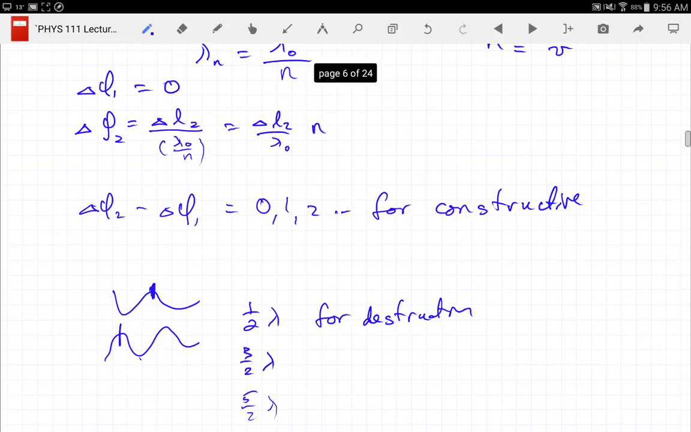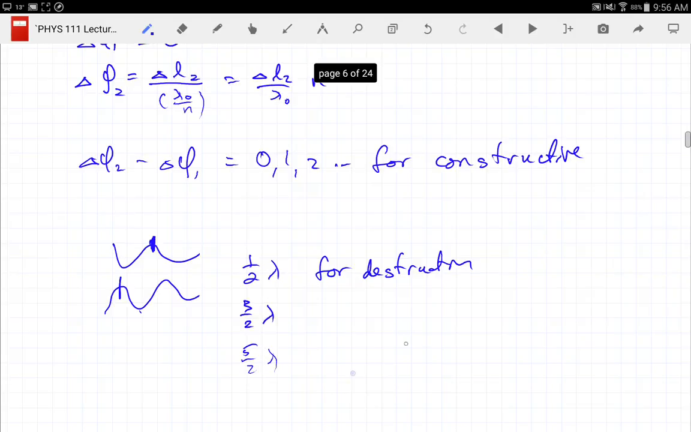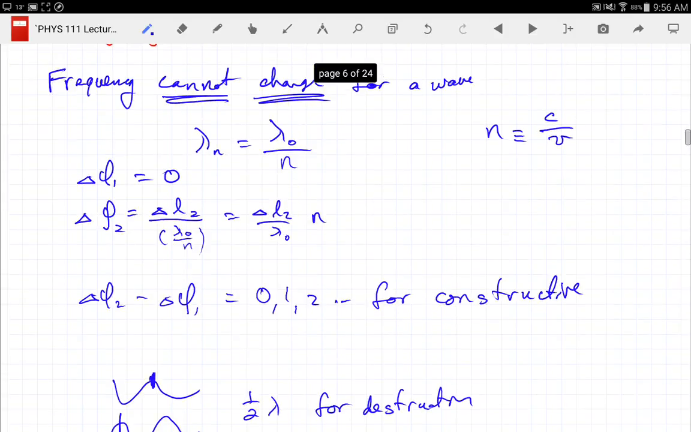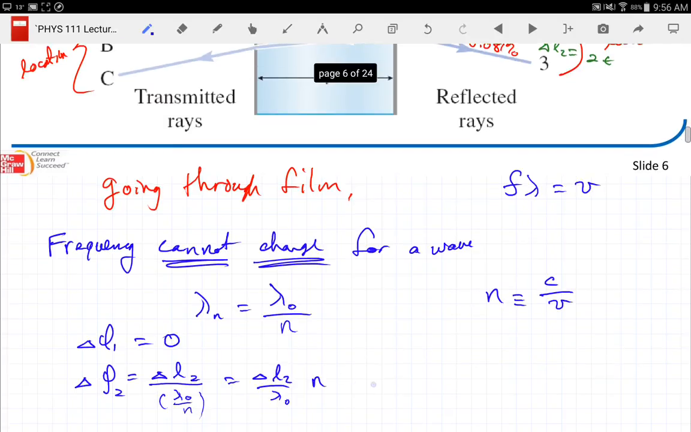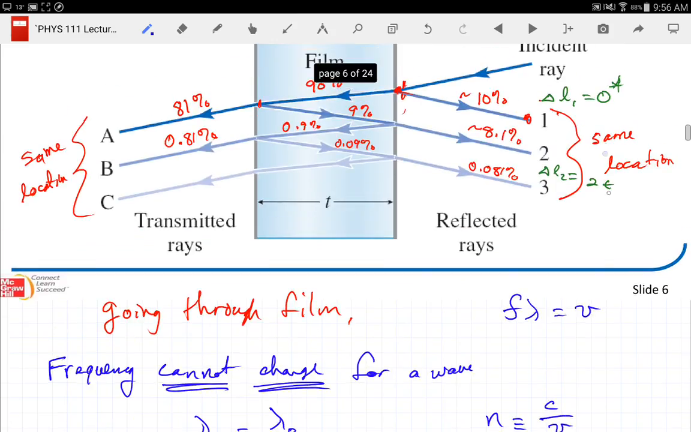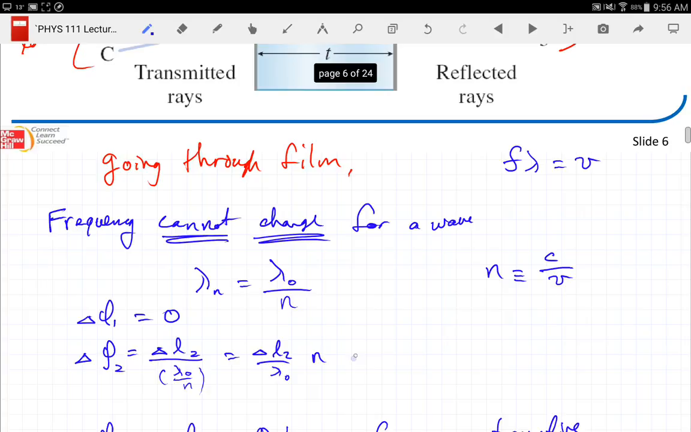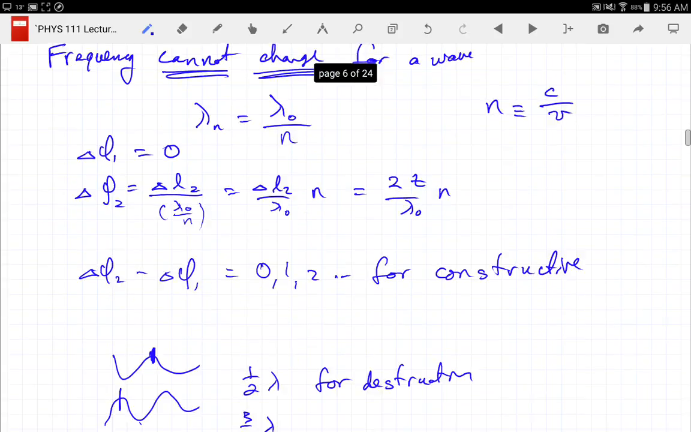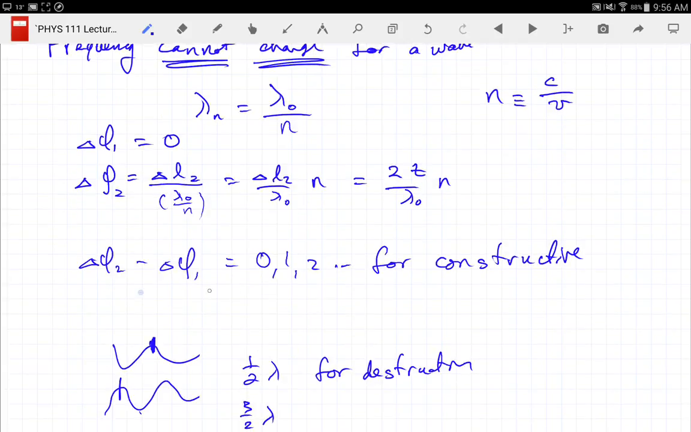And so if I take what I have from above, I'm going to have delta L2 was equal to 2 thickness. Where do I have that written down? Up here. 2 thickness. And so put these two values into this equation. I have 2 thickness times n over lambda 0 minus 0 equals 0, 1, 2, etc. for constructive interference.